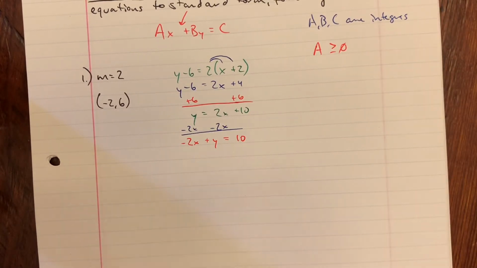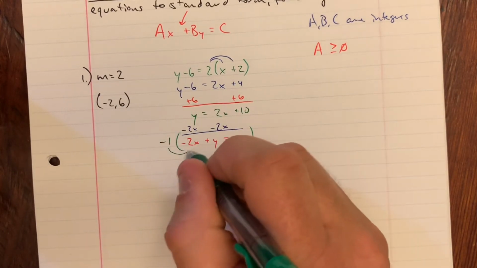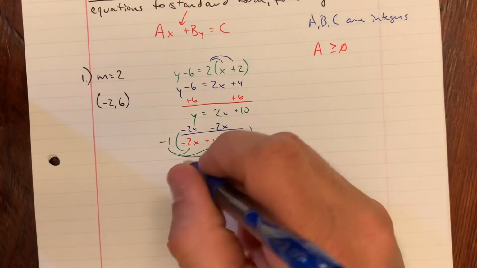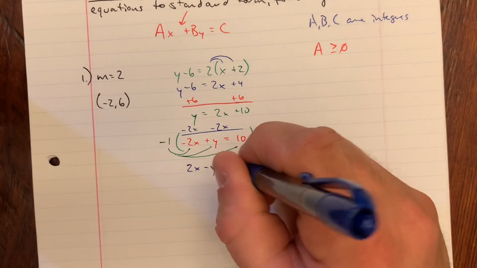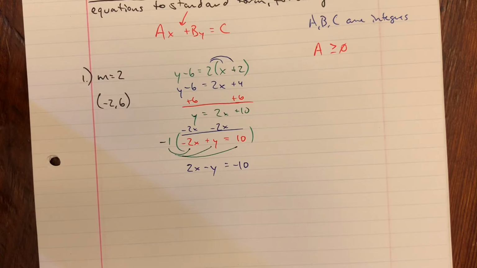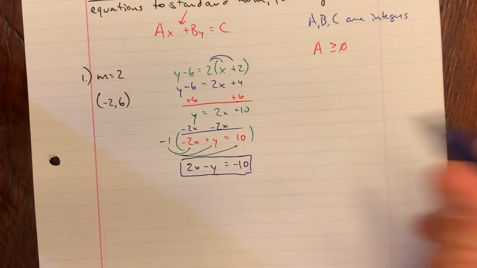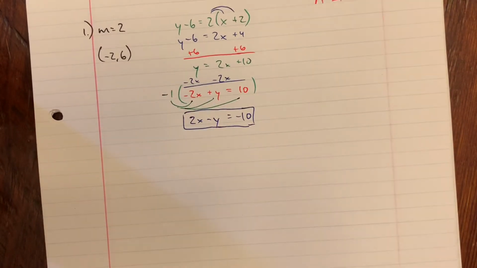To get rid of this -2, let's multiply everything by -1. Same thing as dividing by -1. I just like to multiply. So it becomes 2x minus y, or minus 1y, equals -10. And that's it. Now I have it in standard form. We're good to go. But we do have another example where it's not just as easy as multiplying by -1.